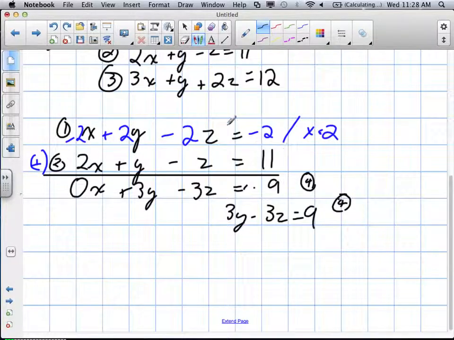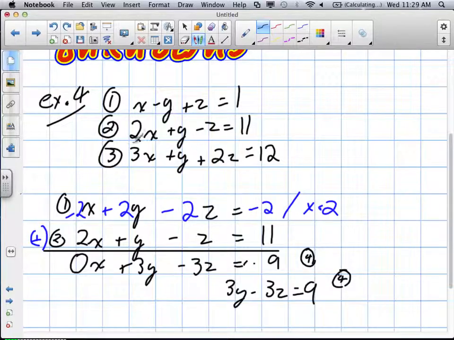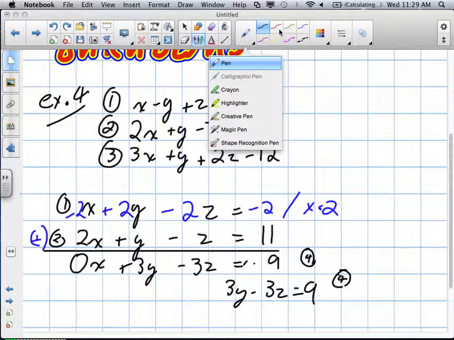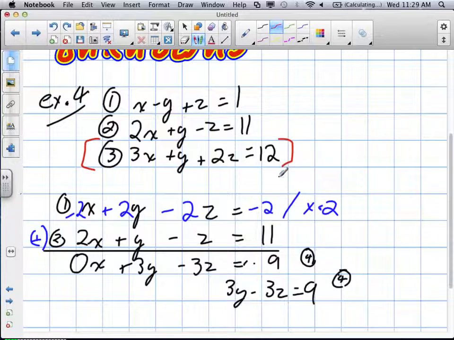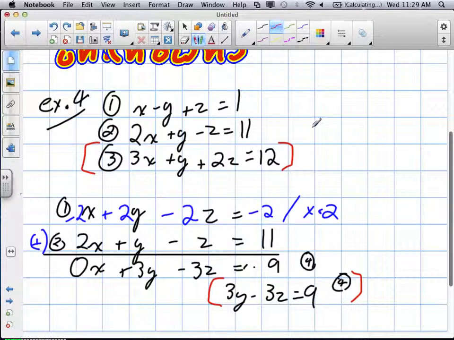Now what we're going to do is use what we have here and work with equations 4 and 3. Oh, I forgot to do it to the third one. My fault. We've done that to the second one. We've eliminated the x from equation 2, and it's now essentially equation 4. I want to do the same process with equation 3 and equation 1.